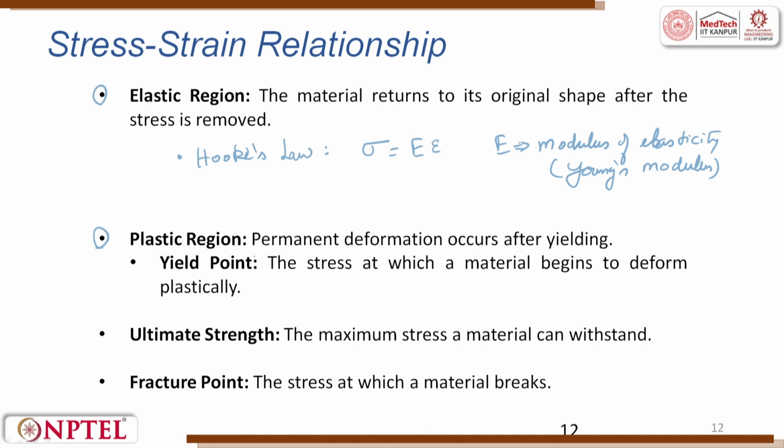Okay. In the plastic region, permanent deformation occurs after yielding. In this plastic region we have three more points. One is called the yield point, the stress at which a material begins to deform plastically. It is a non-reversible or irreversible change in the material property. Next is the ultimate strength, which is the maximum stress a material can withstand, and the last one is the fracture point, the stress at which a material breaks.